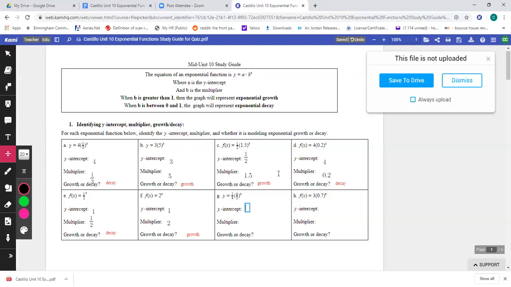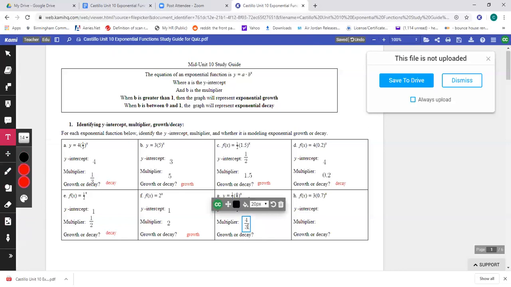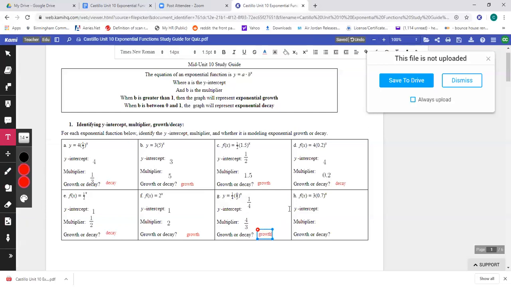So y-intercept here should be 1/4. Your multiplier will be 4/3. Okay, now this is where some of you also got confused on the homework. 4/3 is an improper fraction. This means this is greater than 1. So this is going to be growth. Some people automatically think when they see a fraction, it's going to be decay. That's not the case. Here, the fraction is more than 1, so it's going to be growth.